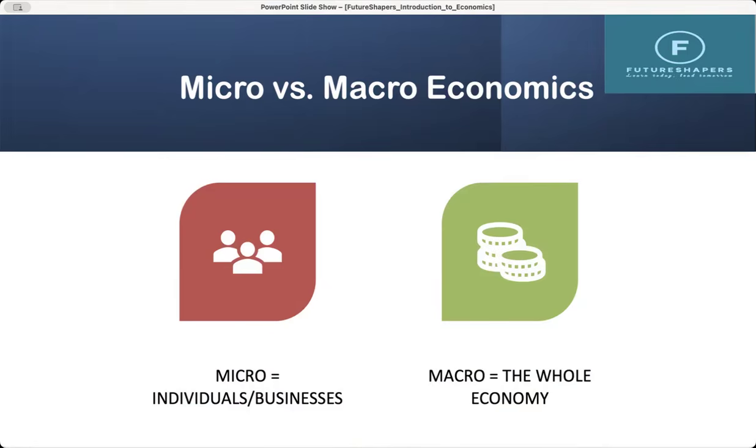Macroeconomics, on the other hand, is the branch of economics that studies decision making for the economy as a whole and focuses on factors such as inflation, recession, unemployment, or impact of political decisions such as Brexit in the UK.